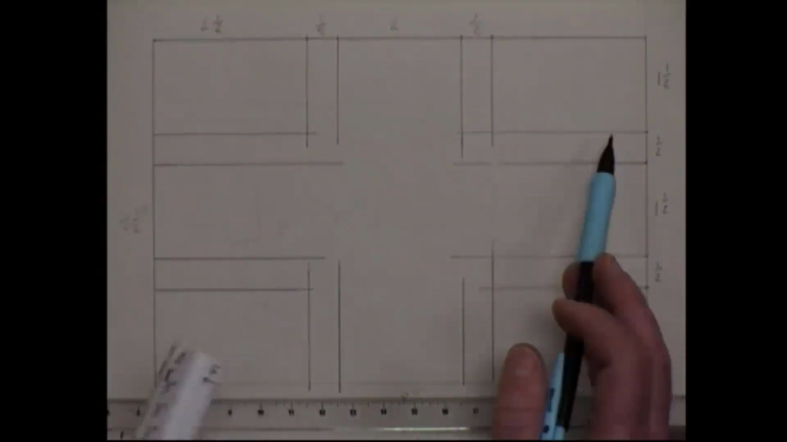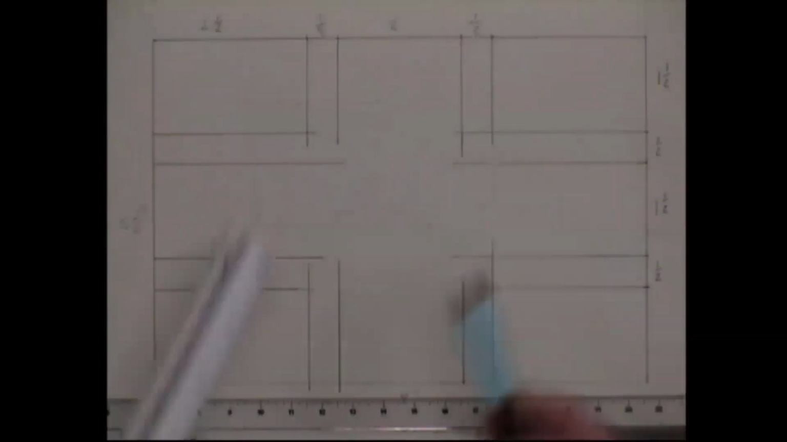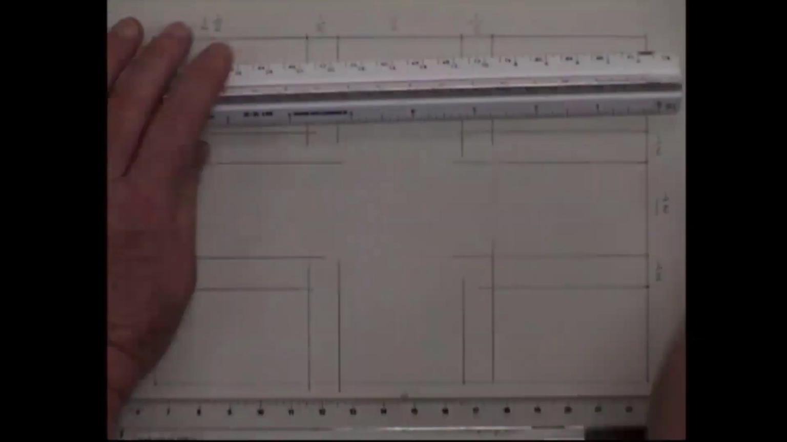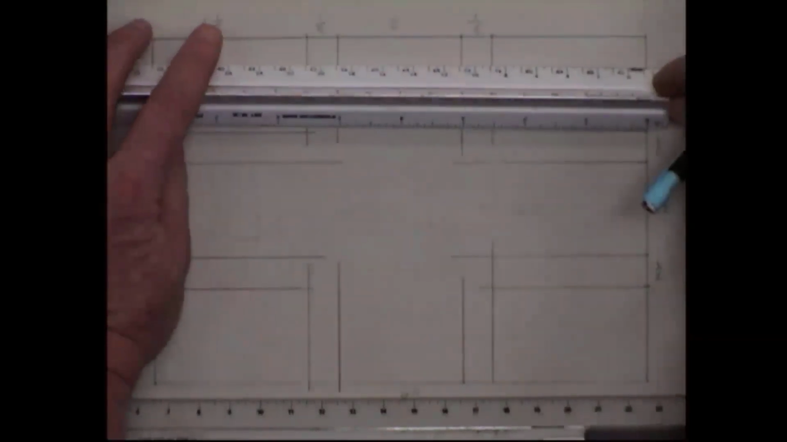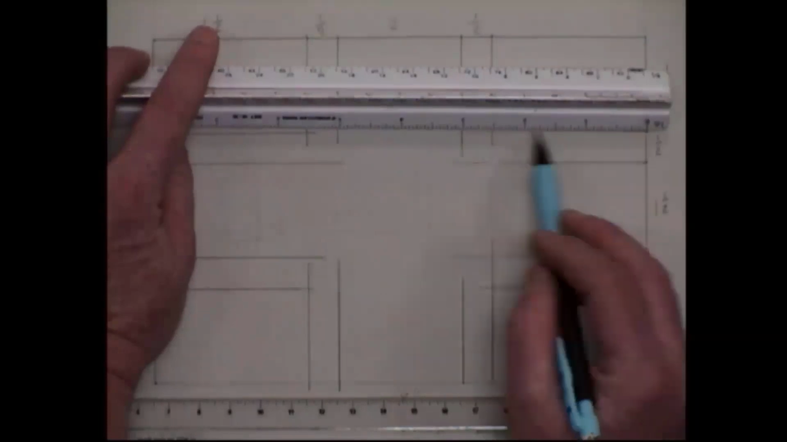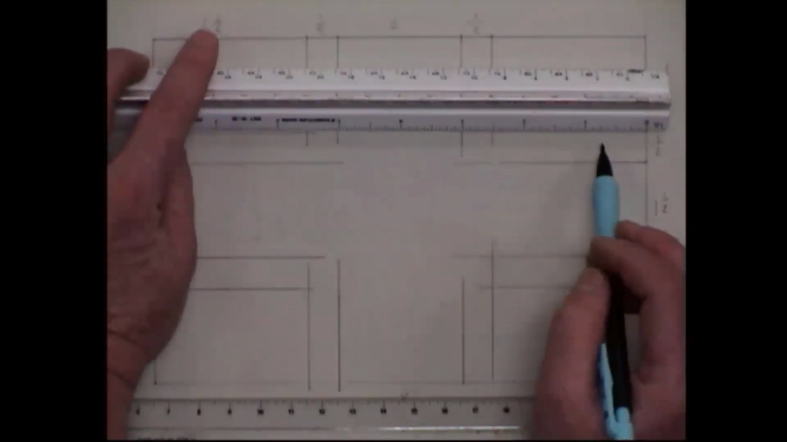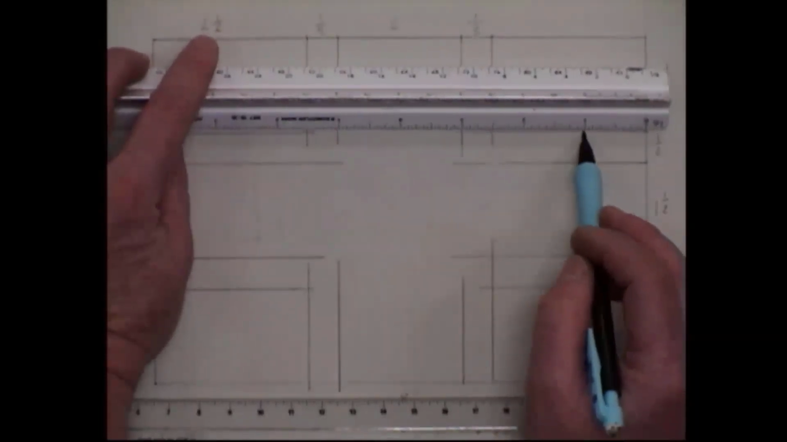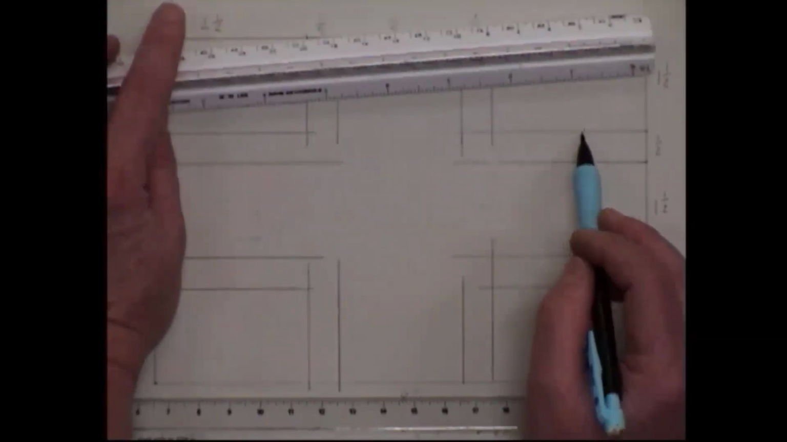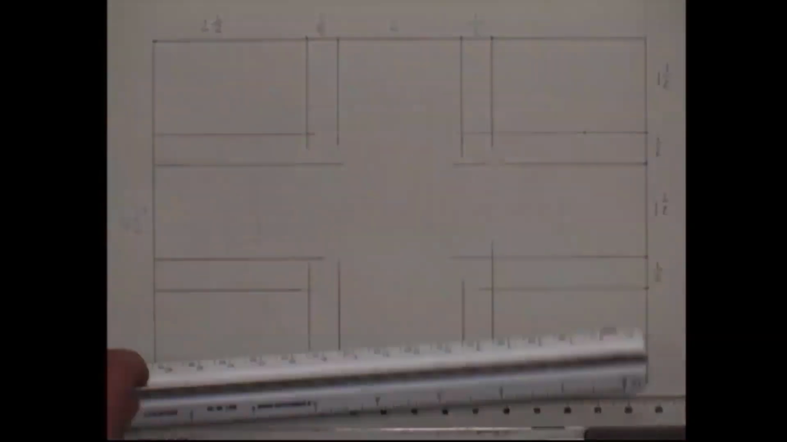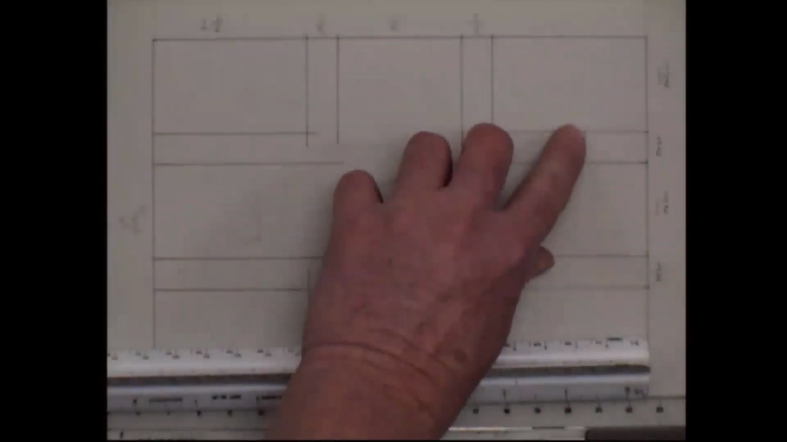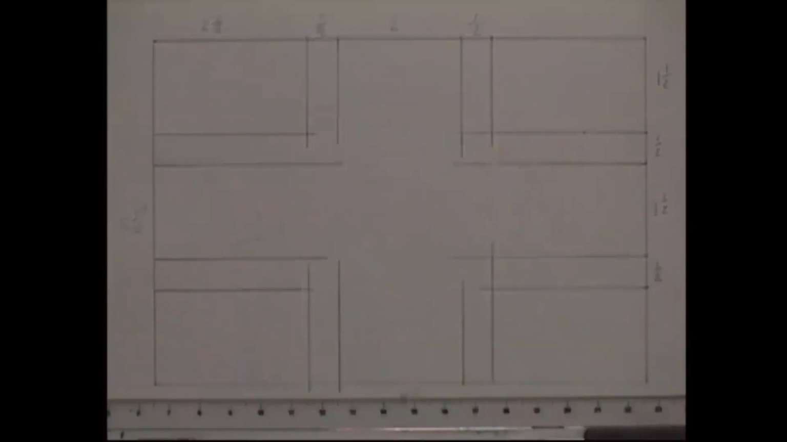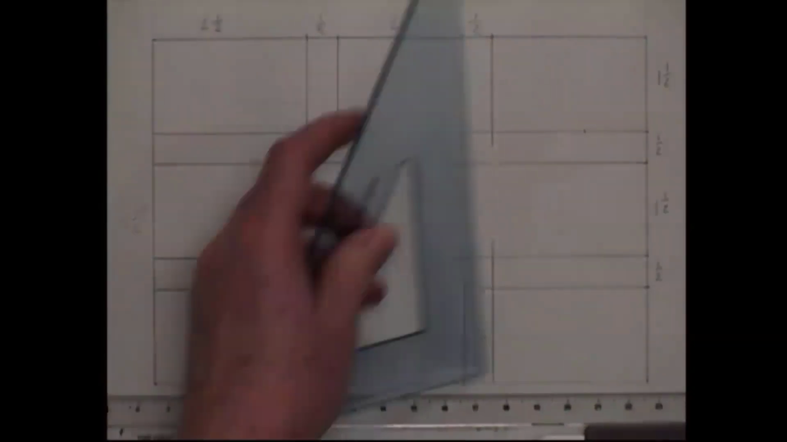So if we follow our dimensions, the first one was on this upper right corner. So I'm going to just measure along the line that I need here. I'm going to measure over 1 inch because that was a given dimension. Okay, so here's my 1 inch point right here. And then I can go ahead and make a vertical line from that point.